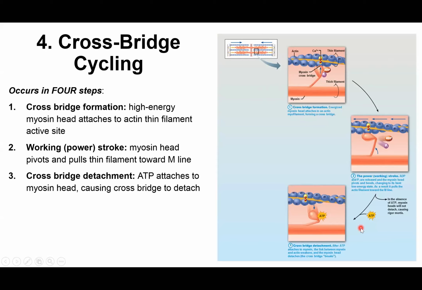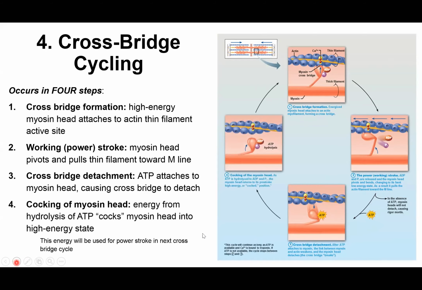The next step of the cross-bridge cycle is that the myosin head is going to detach. And this occurs after ATP, or energy, attaches onto the myosin head. So we just got rid of ADP, and now ATP has to come in and attach to the myosin head, which will cause the myosin head to pull away from actin.